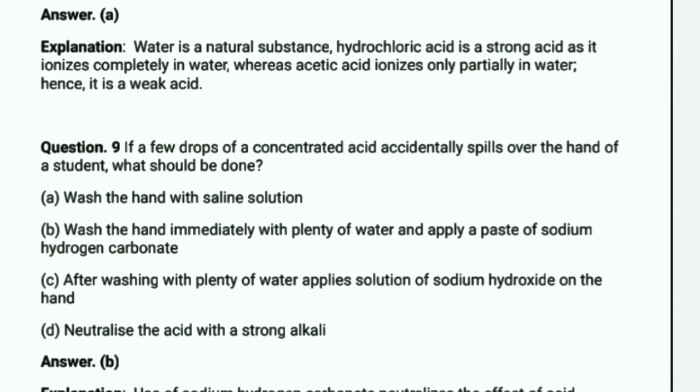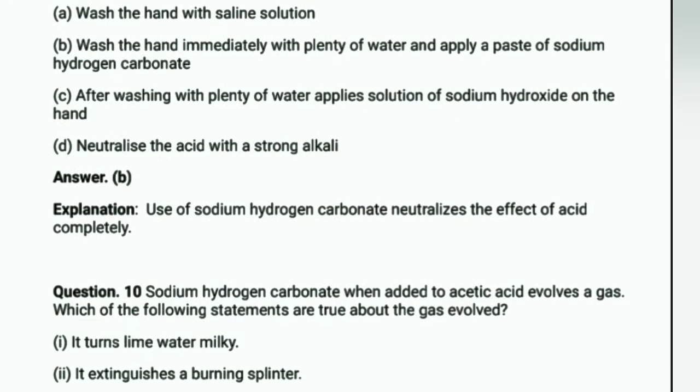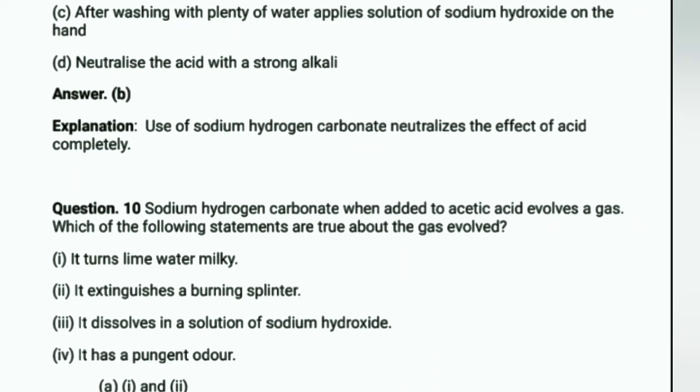Ninth question. If a few drops of concentrated acid accidentally spill over the hand of a student, what would be done? Wash the hand immediately with plenty of water and apply a paste of sodium hydrogen carbonate. B number answer. Explanation: Use of sodium hydrogen carbonate neutralizes the effect of acid completely.